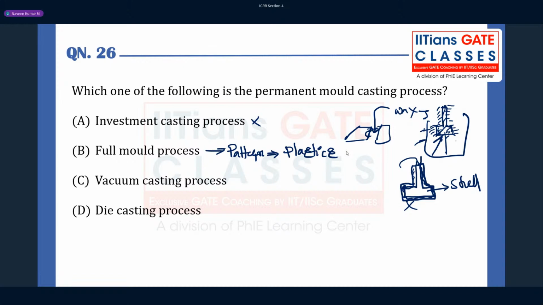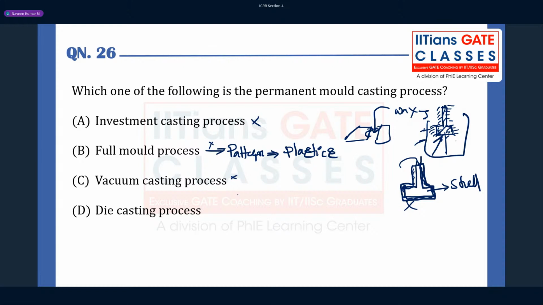Now you want to remove the part. Again you're going to break the mold cavity. You're using sand molding only, so there also you have to break it again. Hence this also is not the right answer, because you have to break the mold. It's not a permanent mold casting process. Vacuum casting process: you're just putting this in a vacuum for avoiding impurities and atmospheric contamination. Anyways, again you have to remove it.